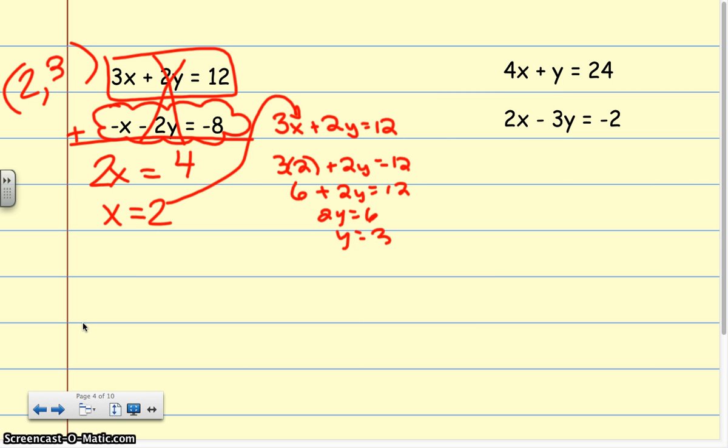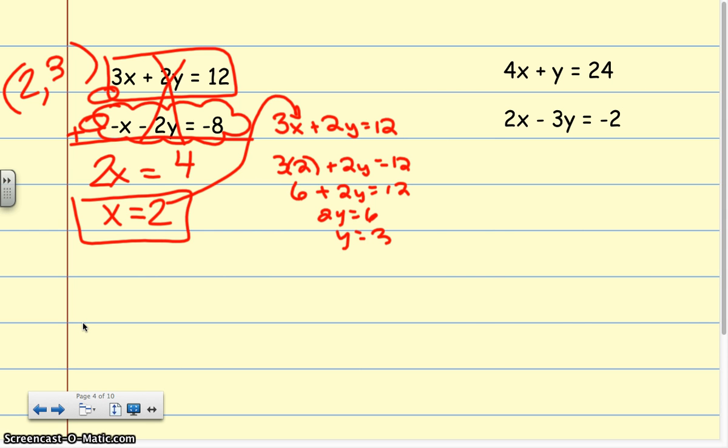So the tricky part is how do you find your other variable? It seems once we start combining, it's easy to find this. It's what do I do with that now? And what you need to do is pick either the first or second equation and substitute what you found in.